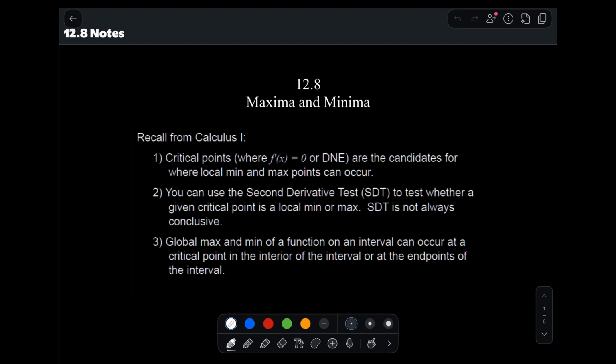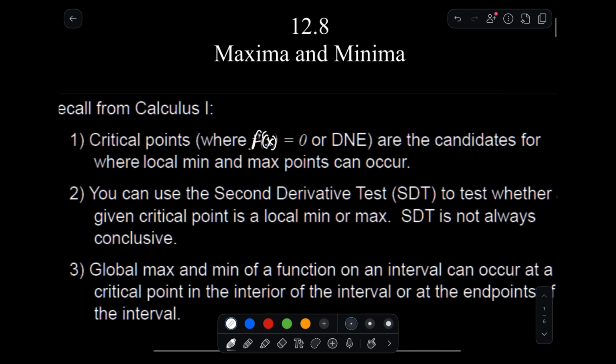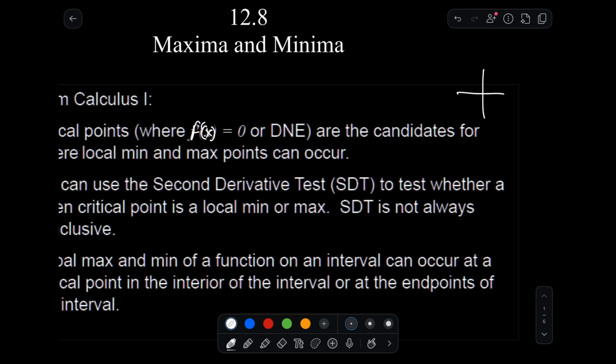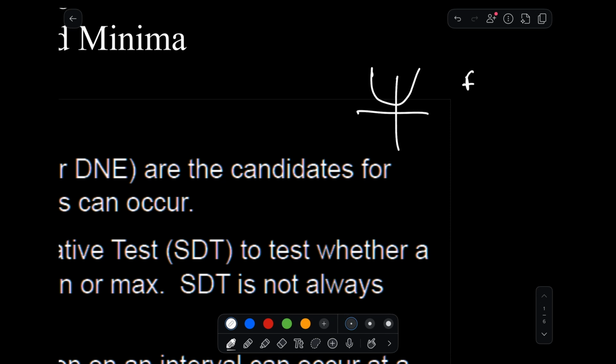So we have critical points where f prime of x equals 0 or D and E are candidates for determining local mins and maxes where that can occur. We can use the second derivative test to determine concavity, right? For whether or not a critical point is a local max or min, right? In this case, since we know this function is concave up, for example, we can say f double prime is greater than 0, therefore local min, right?